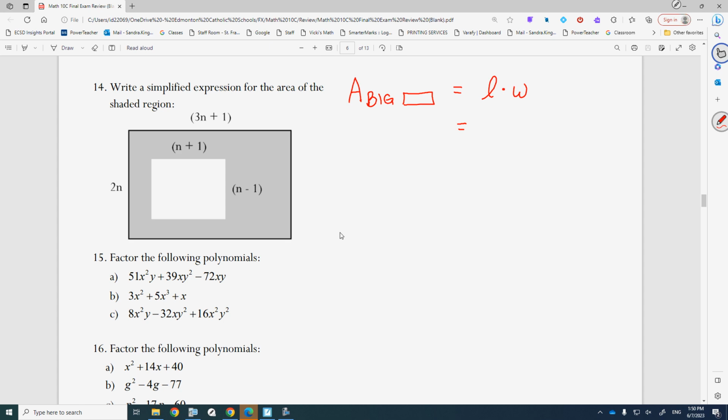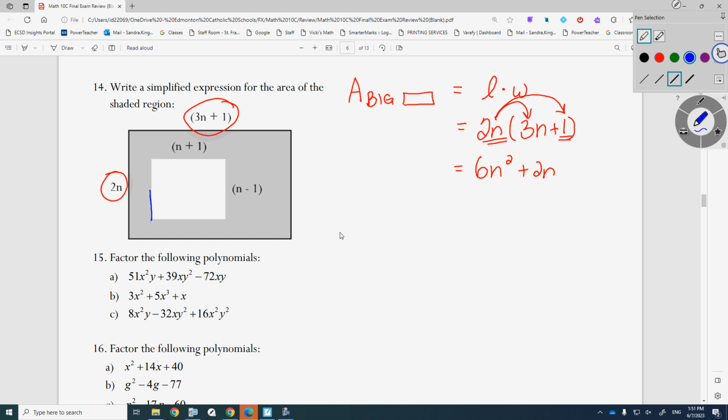So the big rectangle, it would be the length times the width. It'd be those two times each other. So 2n times 3n plus 1. I'm going to get rid of the brackets by distributing in the 2n. And the area of the big rectangle would be 2n times 3n, which would be 6n squared. 2n times 1 would be plus 2n. That's the area of the big rectangle. Then I would need to calculate the area of the small rectangle.